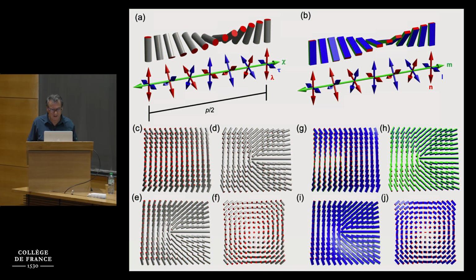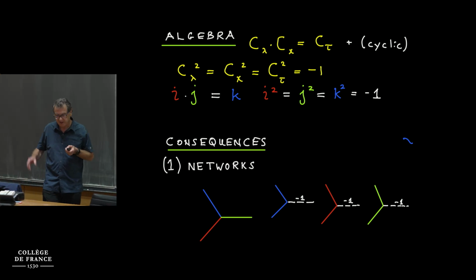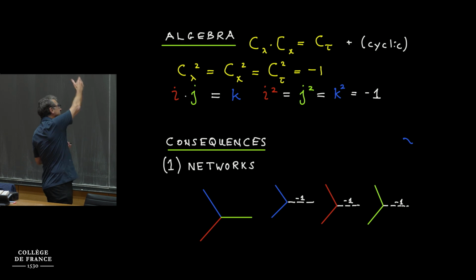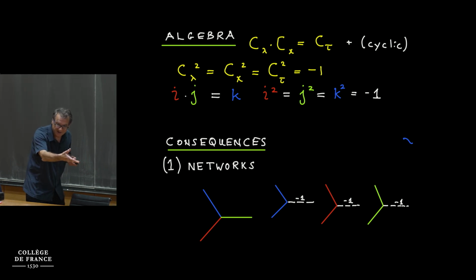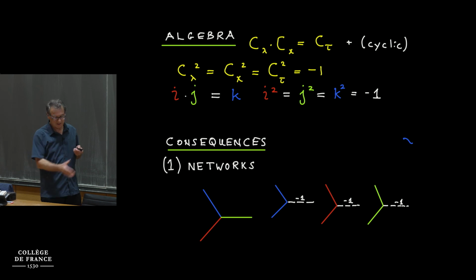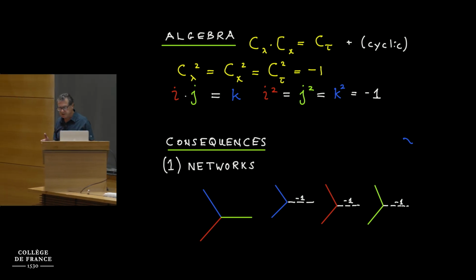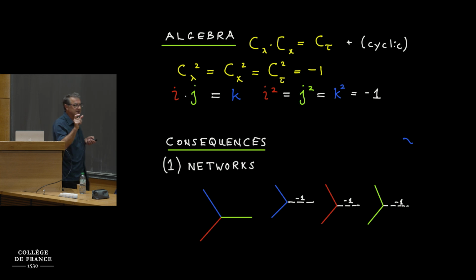Now, let's delve a little bit more into the algebra of these defects. If you do a 180-degree rotation about one axis and then a 180-degree rotation about the other axis, you get the third one. So I say i times j gives you k, or c lambda times c tau gives you c chi, however you want to call them. So you have transmutation of defects, and the order of multiplication matters.